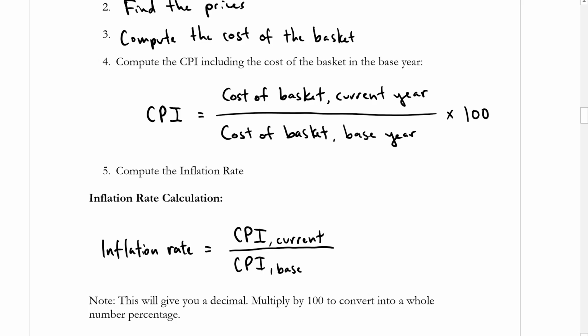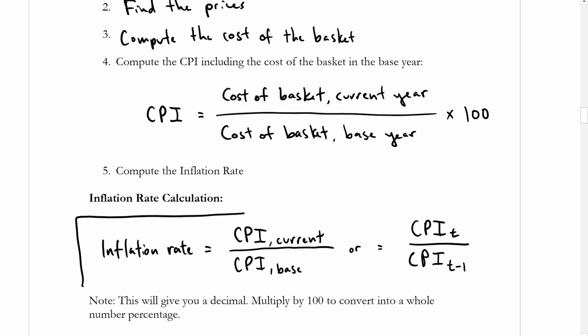And if you want to look at it annually, you could do CPI in year T, in time period T, over CPI in time period T minus 1. And that'll give you a monthly or an annual inflation rate. But in general, whatever year you're interested in, think of that as the current. Always divide it by the base year, and that's going to give you the inflation rate.